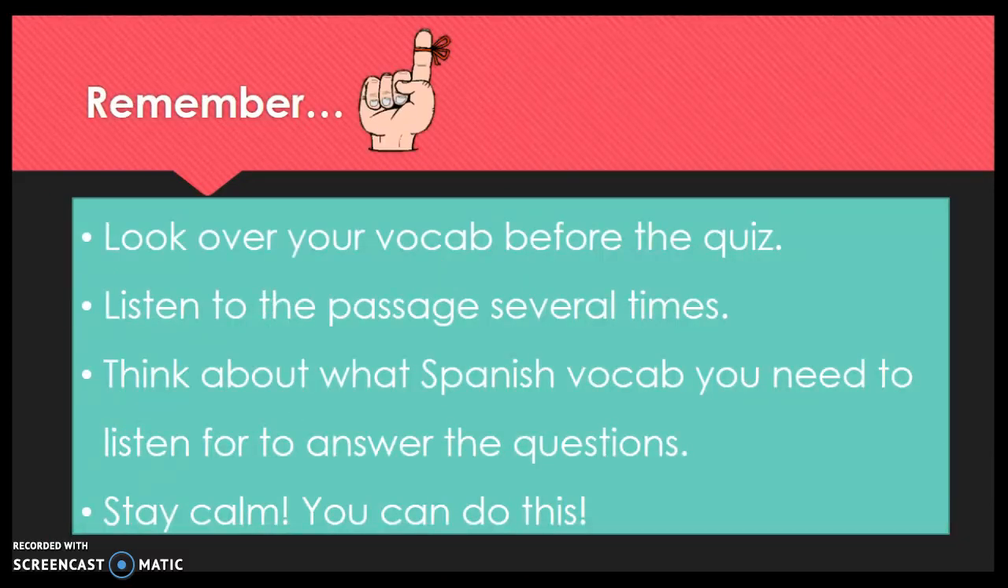Okay, and just a couple more reminders. Make sure to look over your vocabulary before the quiz. Listen to the passage several times. Think about what Spanish vocabulary you need to listen for to answer the questions. And of course, stay calm, deep breath. You can do this. I know it's overwhelming when you're listening to a Spanish speaker, but just do the best that you can and reach out to your teacher with any questions.